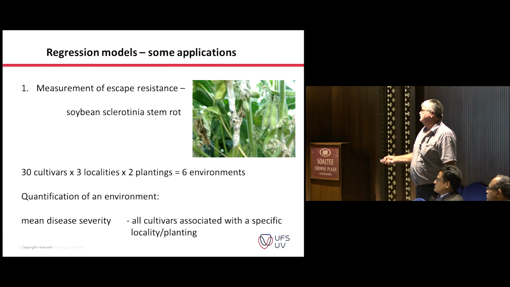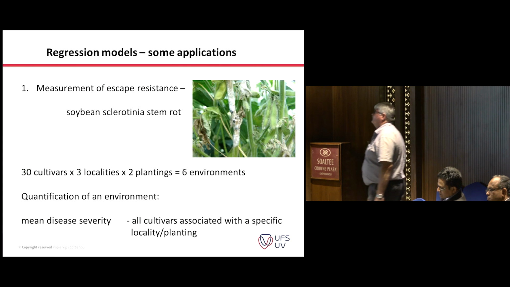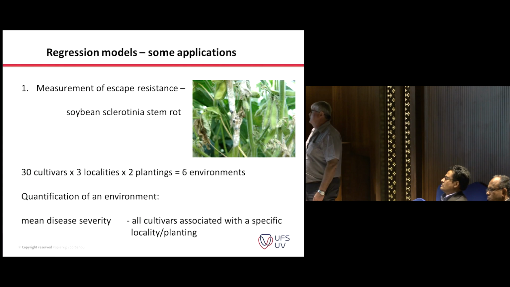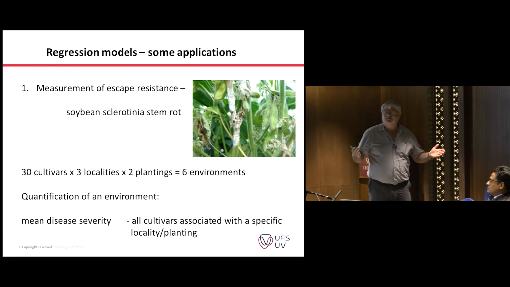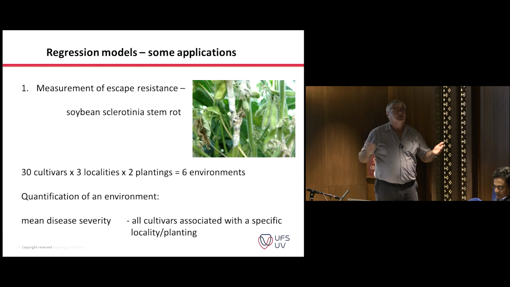So now I want to know whether varieties have any form of resistance. We know that they're all susceptible. Do they have some level of tolerance? Do they have some level of escape? Are there some environments, or some cultivars, where in a high disease potential environment, they'll have a reduced risk of disease?